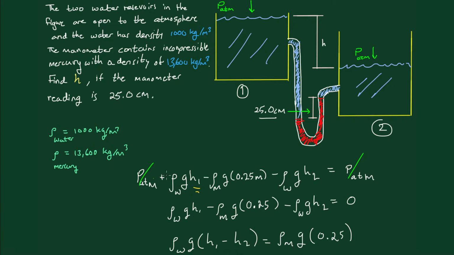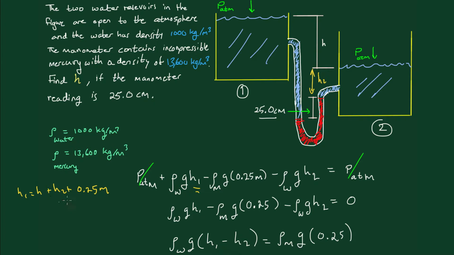What I didn't mention was the specific value of H1. So H1 should be equal to H, the value of this height, plus an extra distance, we'll call that H2, plus the value of the manometer reading. So this is going to be H plus H2 plus 0.25 meters. Okay, so that's the full height from the very top of the reservoir down to this point of contact.